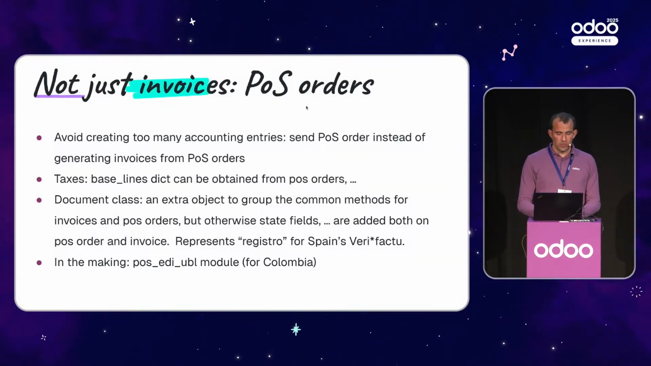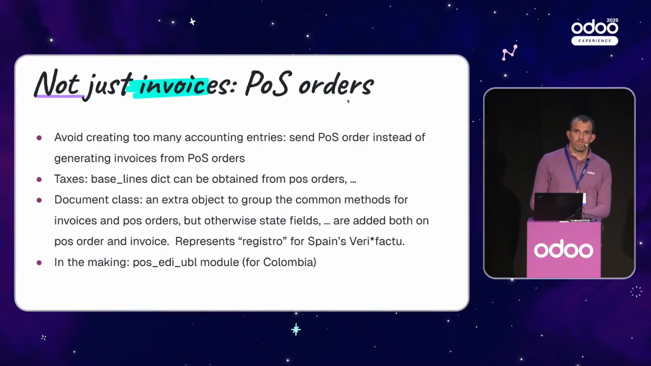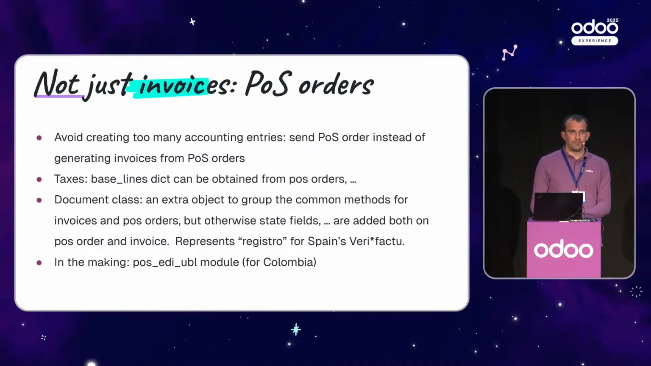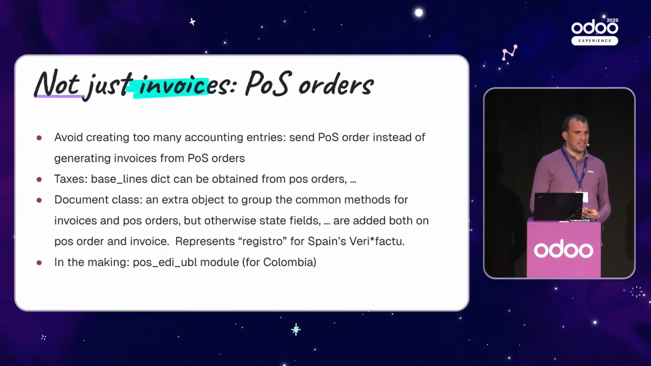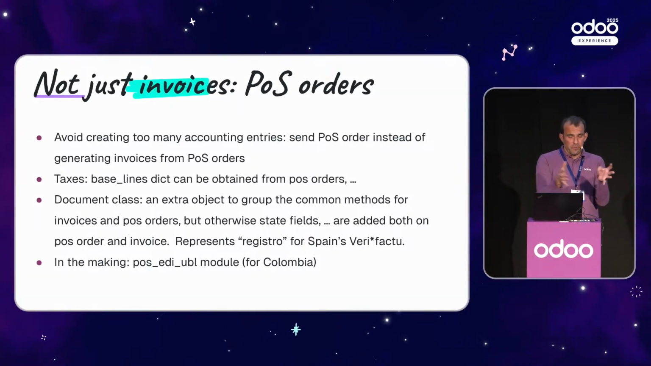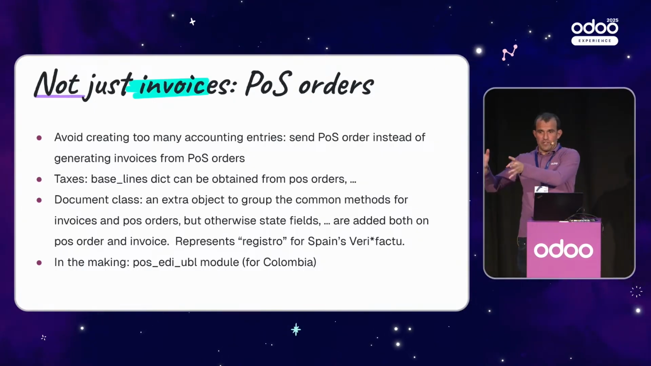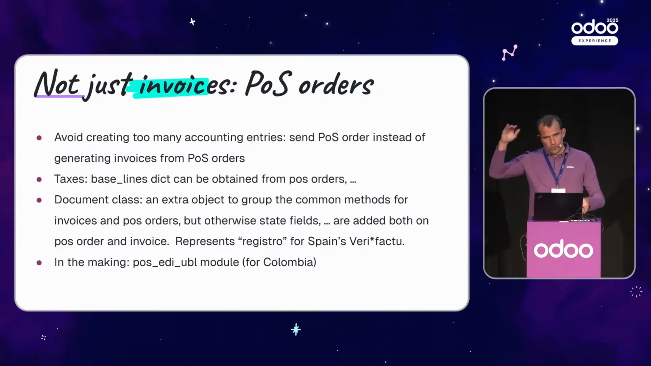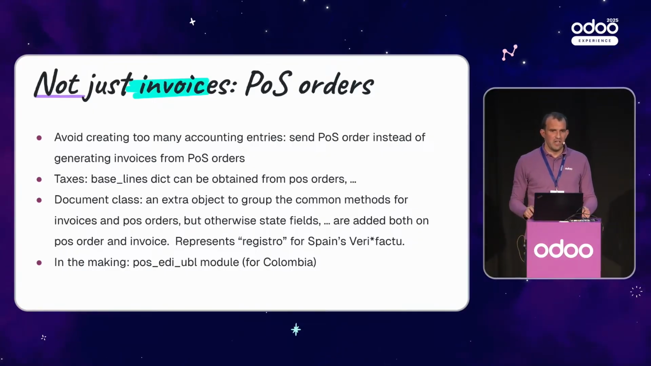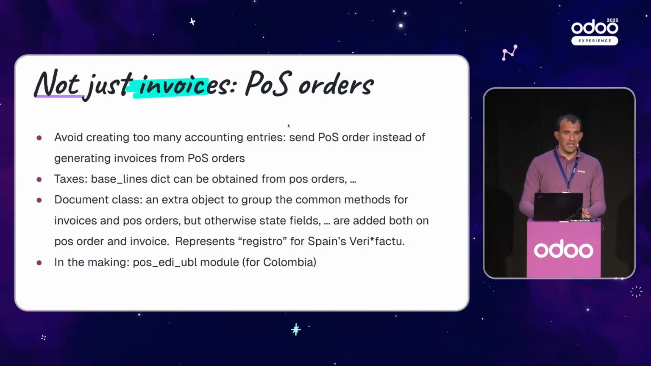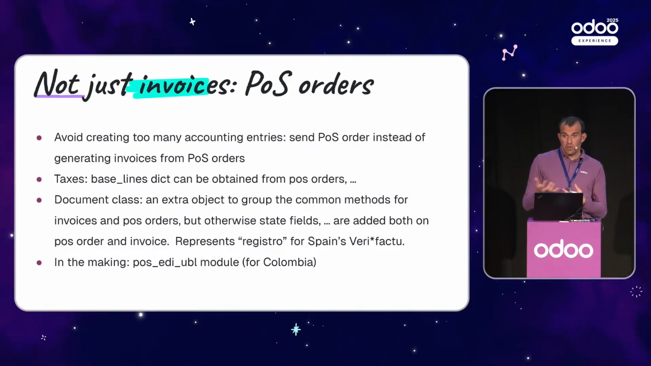But it's not just invoices. The thing with POS orders is that in the beginning we just made the POS order an invoice, and then we sent the invoice because we had the logic on the invoice. But accountants don't like to have all those accounting entries for every POS order. So what we decided in a lot of localizations already is to send everything from the POS order itself. And then, of course, you have shared logic between them.